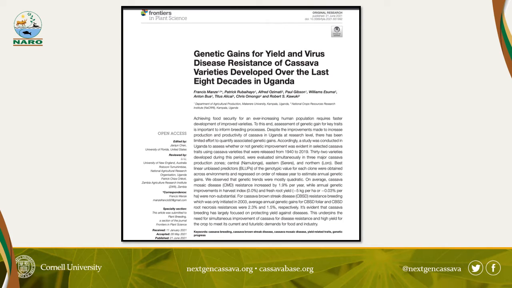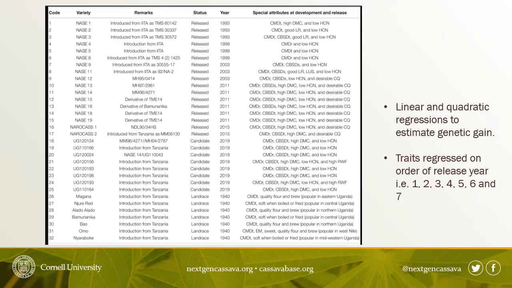So secondly, I also want to share with you some more detailed genetic studies, a summary of a paper published in Frontiers. For this paper we assembled 32 clones representing the following categories: landraces that were cultivated in the 1940s, then released varieties that were released in 1993, those released in 1999, those released in 2003, those released in 2011, 2015, and then some of these candidate clones.